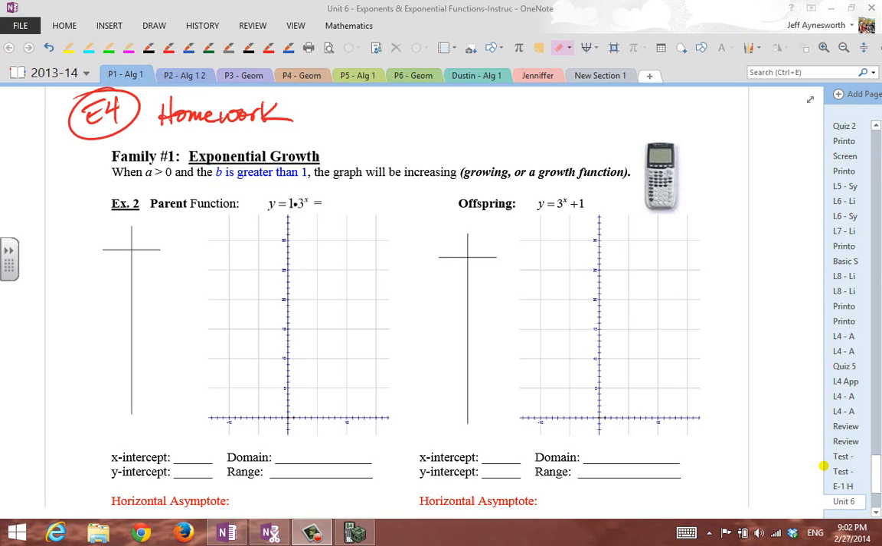All right, this is Mr. Ainsworth, and we're going to get into your homework problem on the growth function here. This is going with my lesson 4, E4, when I taught base 2, an exponential growth function with base 2. Now your homework is base 3, similar things.